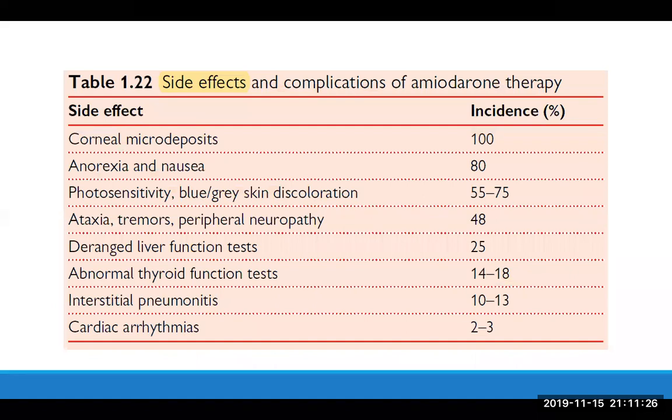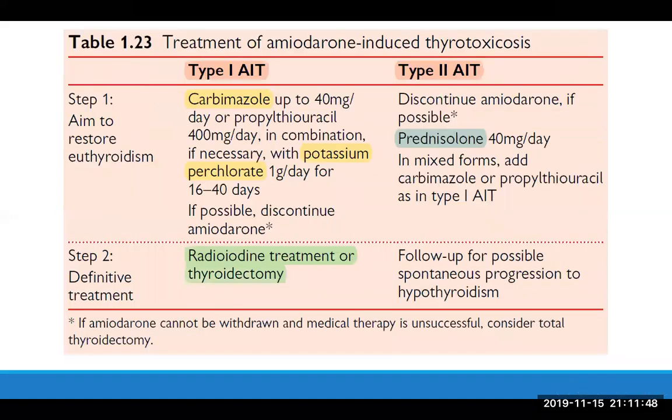These are the side effects of, as we mentioned previously, amiodarone. Of course, corneal microdeposits in about 100%, anorexia and nausea, photosensitivity, blue-gray skin discoloration, ataxia, tremor, peripheral neuropathy, liver function derangement, abnormal thyroid function test, as we mentioned, interstitial pneumonitis, and also cardiac arrhythmia can occur in about 2 to 3% of cases receiving amiodarone.